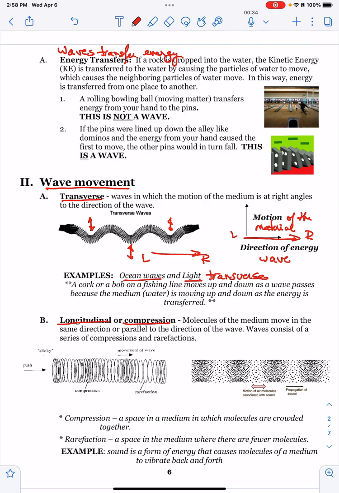The other kind of wave that's very important to us is called a longitudinal or compression wave. That's where the molecules of the medium move in the same direction, or parallel to the direction of the wave itself. So the waves are a series of compressions and rarefactions. This is a slinky again. The compressed zone is where the slinky coils are close together, and the rarefied or rarefaction zone is the area where the coils spread apart. This is close together, and this is spread apart.